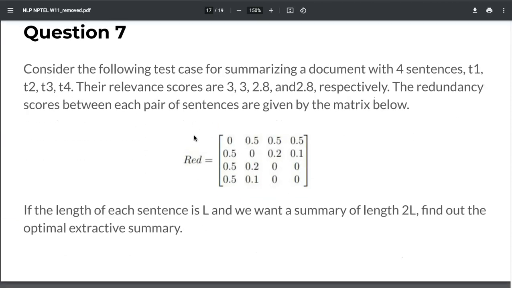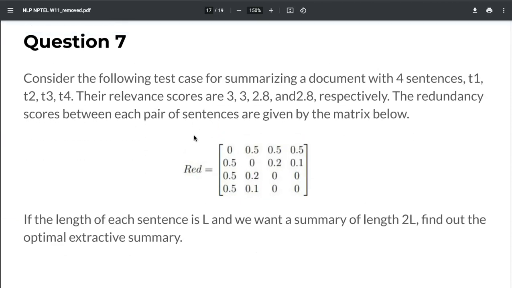Okay, suppose this is the question that has been given to you. What is the question? Consider the following test case for summarizing a document with 4 sentences, T1, T2, T3, T4, and their relevance scores are already given respectively. The redundancy scores are also given. Now they are asking, if the length of each sentence is L and we want a summary of length 12, find the optimal extractive summary.